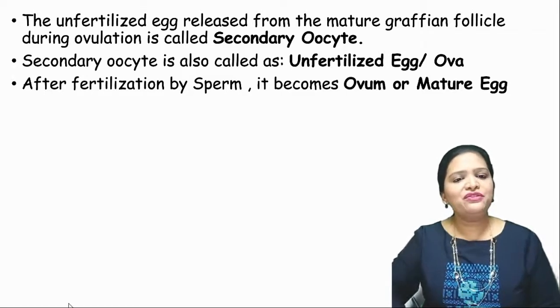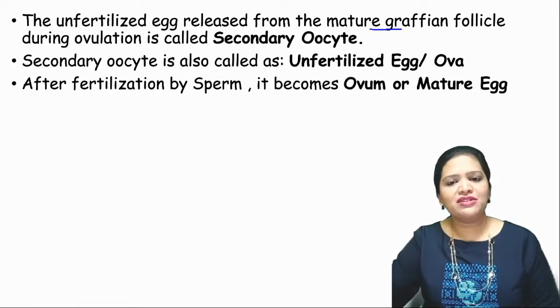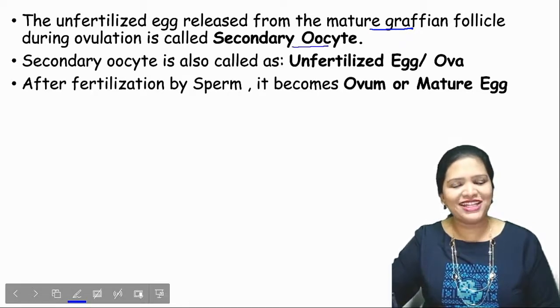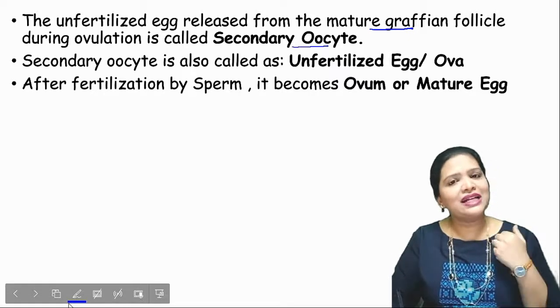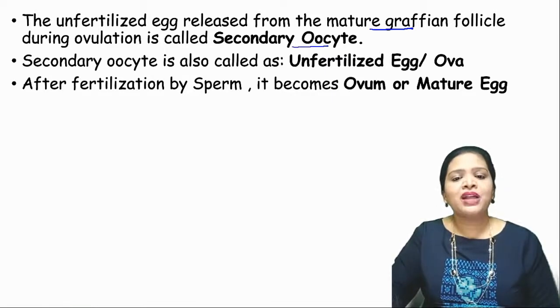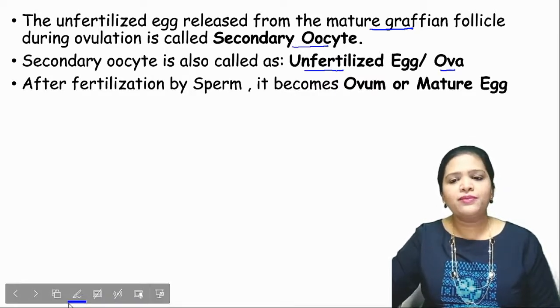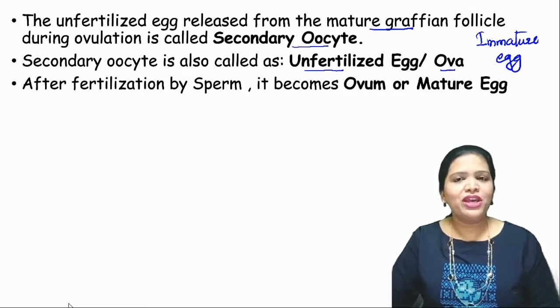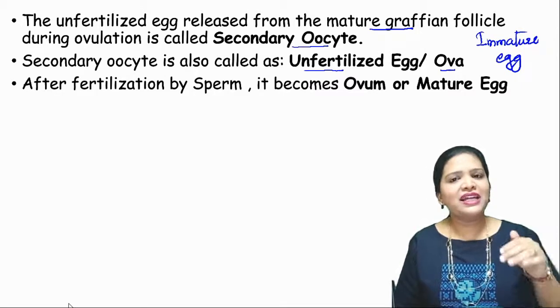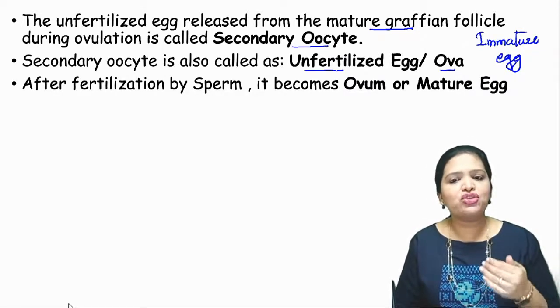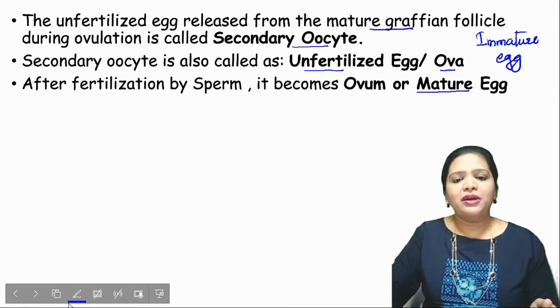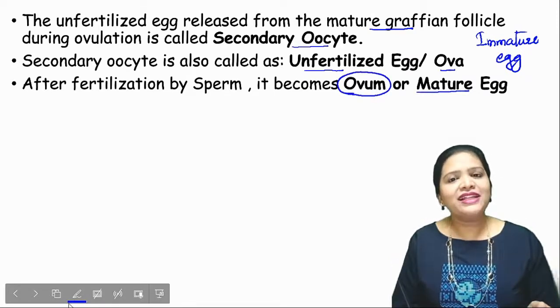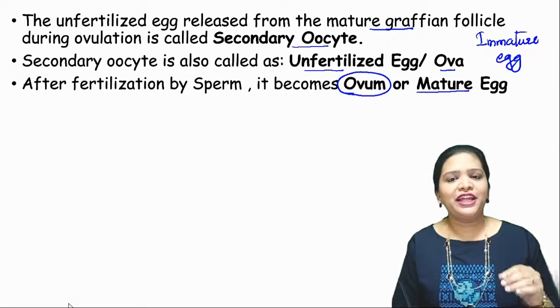Okay. So the unfertilized egg released from the mature Graafian follicle during ovulation is called secondary oocyte. This secondary oocyte has multiple names: unfertilized egg, ova, or immature egg. So all these refer to this secondary oocyte only. After the sperm comes and does fertilization, this immature egg gets matured and it becomes ovum. So until that, we have to call it a secondary oocyte.